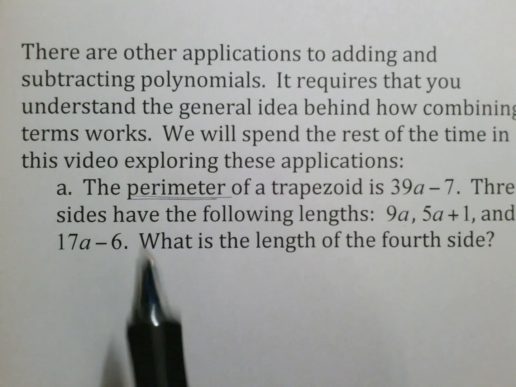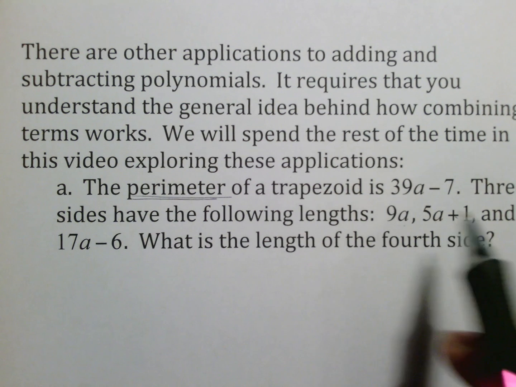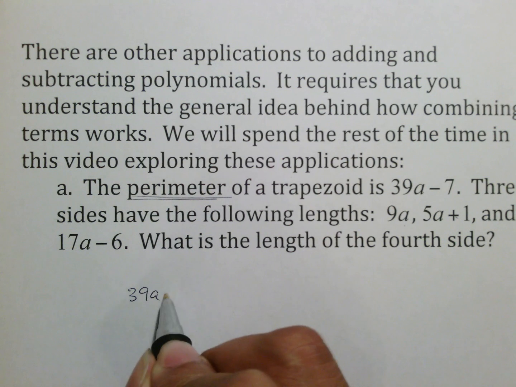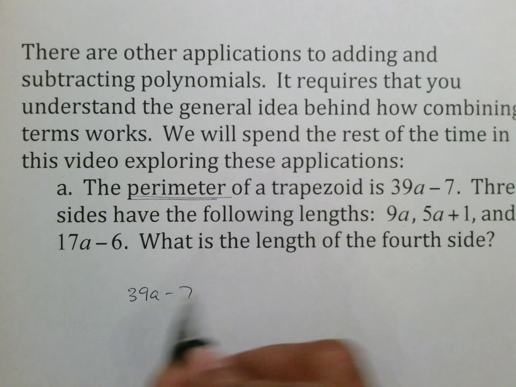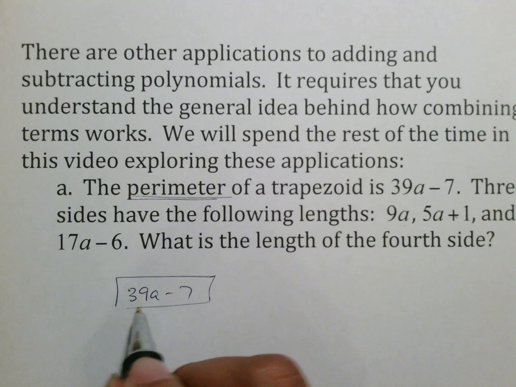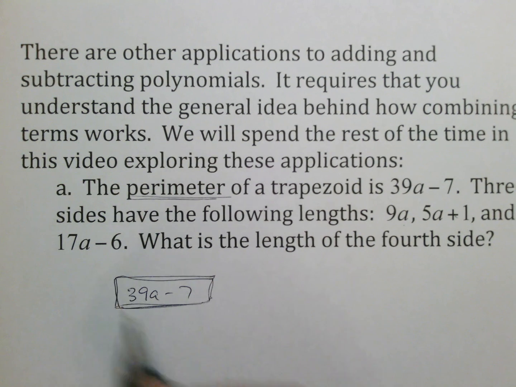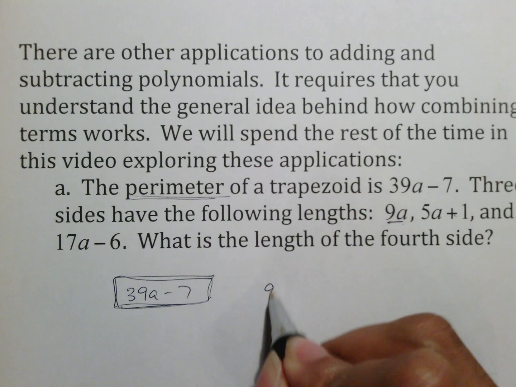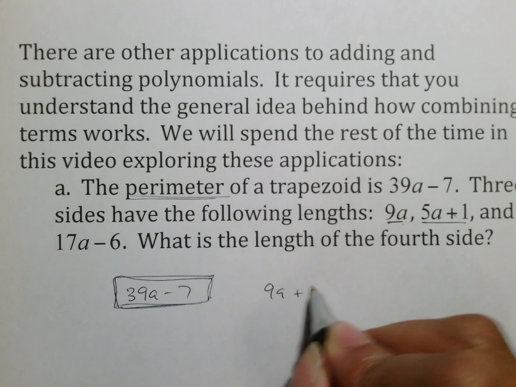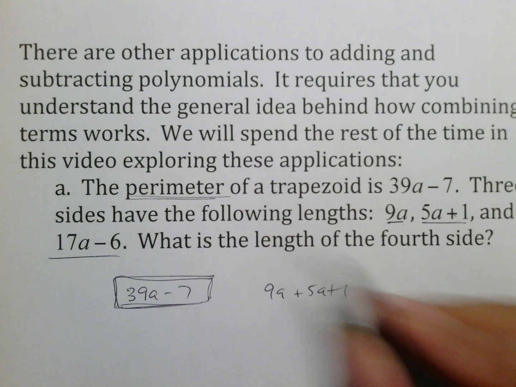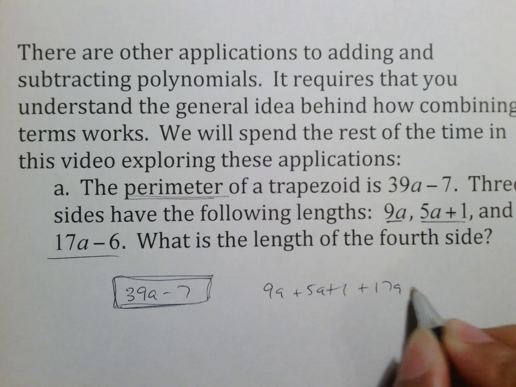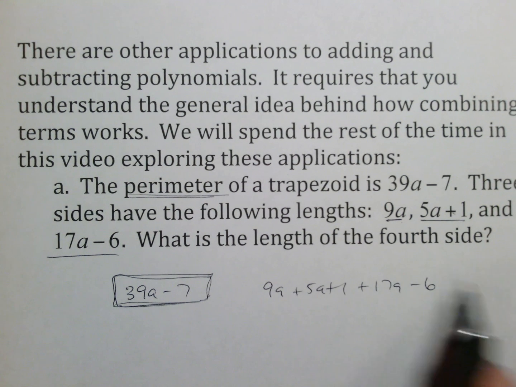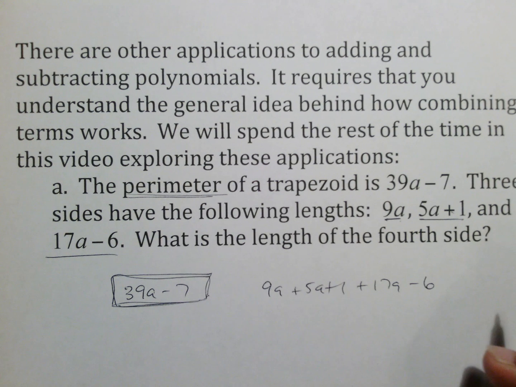So again, if they give me the perimeter of a trapezoid, that means this is my total. So it means that my total should be 39a minus 7. Now, I'm not going to write that down algebraically, but I just need to keep in mind that this is what I should end up with. All I know for a fact is that I need to take 9a, 5a plus 1, and 17a minus 6 and add them together, because these plus whatever my fourth side should add up to 39a minus 7.